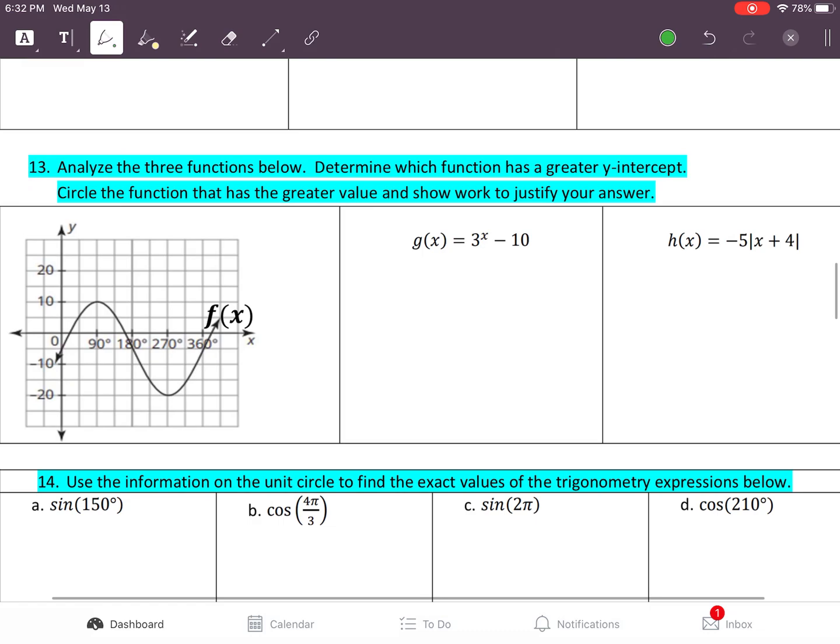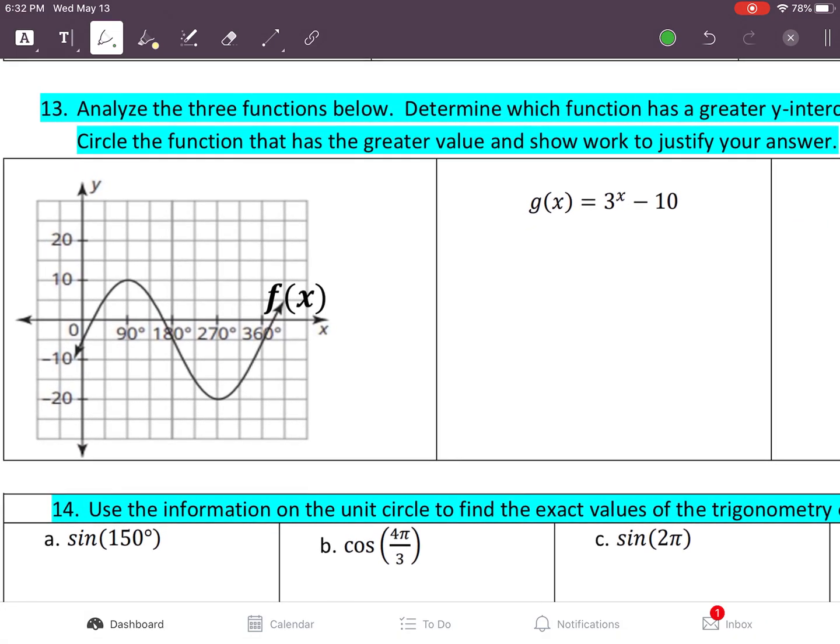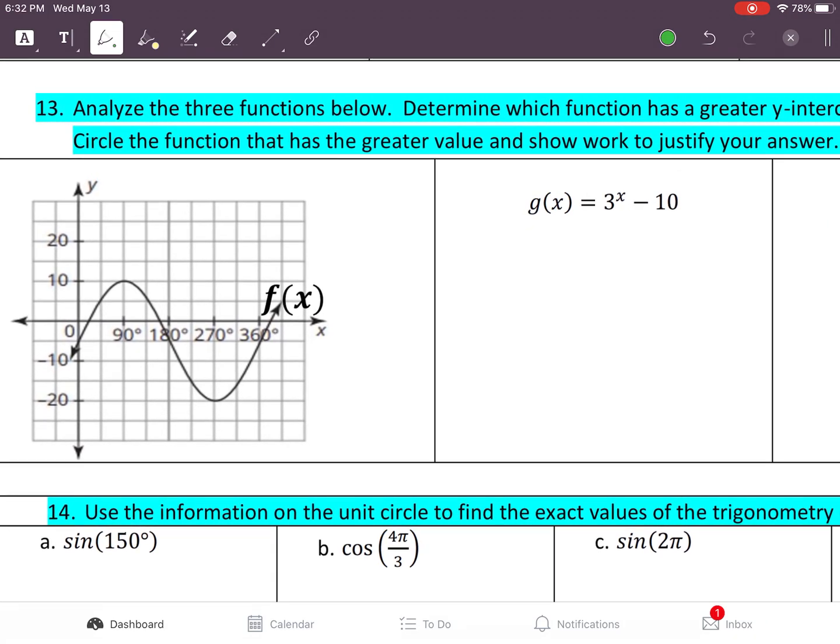All right, so we have 3 functions below. Determine which one has a greater y-intercept. Circle the function with the greater value and show your work to justify your answer. Okay, so in order to figure this out, when you're doing the y-intercept, you're trying to find out where the graph or the equation crosses the y-axis. That is where x is 0. So if x is 0, which is right here, the graph crosses here, which is at negative 5. So the y-intercept is negative 5 for the graph.